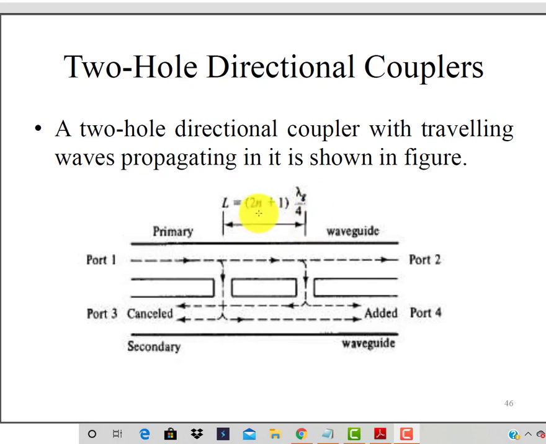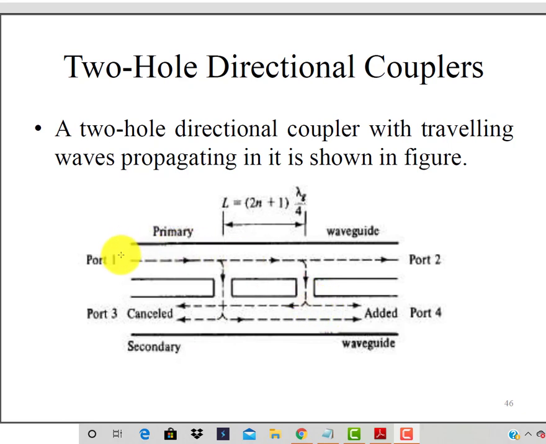Suppose we consider n equals 0, then the initial path difference between the holes is equal to λg/4. Because of this path difference or length of separation, the sum of the power is observed at port 4 with respect to hole 1 and hole 2 in the forward and backward direction, and cancellation of the power is observed at port 3 with respect to hole 1 and hole 2. Here the arrow marks indicate the direction of the power flow with respect to hole 1 and hole 2.